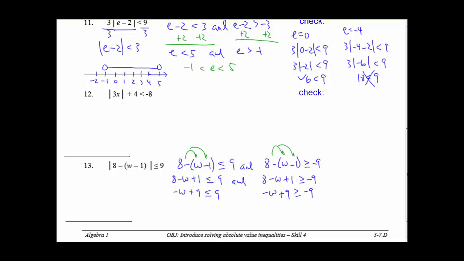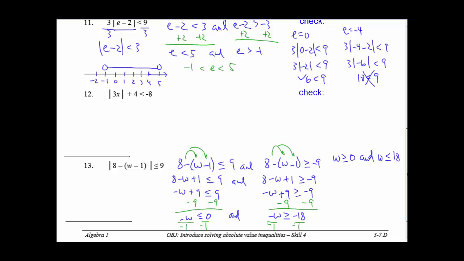Now we can subtract 9 on this side. We're going to get negative w less than or equal to 0, and negative w greater than or equal to negative 18. Okay. Notice we still haven't got w by itself. We need to divide by negative 1. By doing that, remember, dividing by negative, we need to, yes, flip the sign. So we're going to say w should be greater than or equal to just 0, and w should be less than or equal to 18.